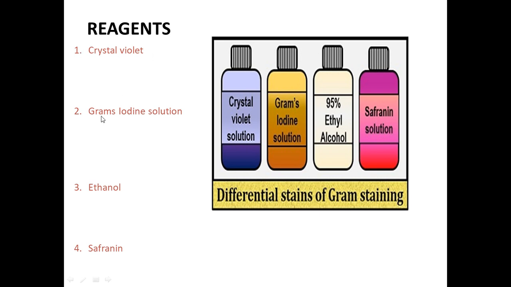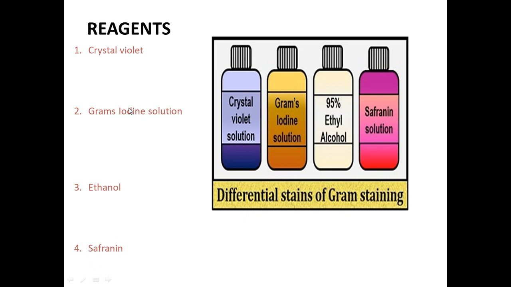We need what we call a gram's iodine solution. We need ethanol or any other decolorizer, be it acetone, ethanol, a combination of ethanol and water, or a combination of ethanol and acetone. You also need a counterstain, which is called safranin.